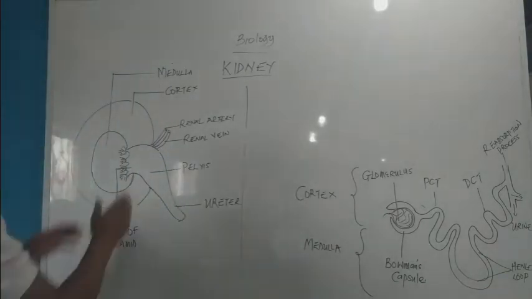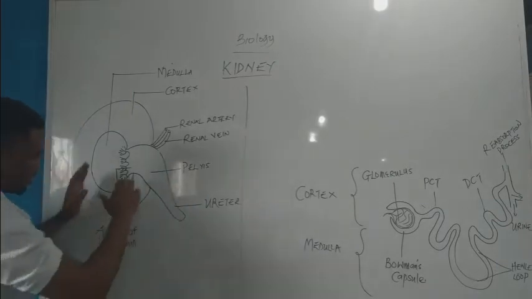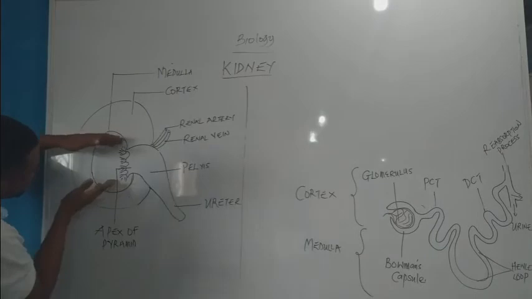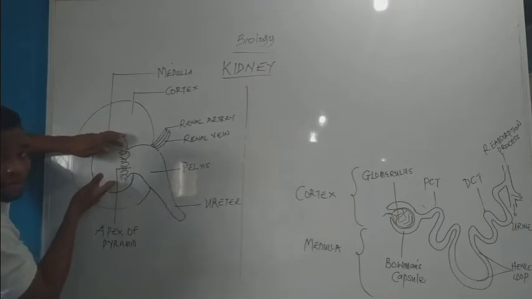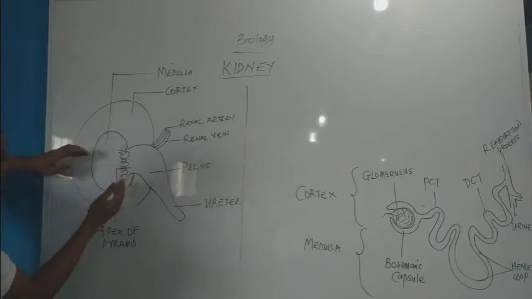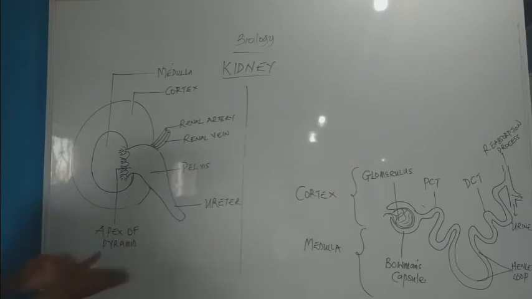Now let's go straight to this. The pyramid is a triangular shaped mass of cavity. Look at it now. These are cavities. That's a pyramid.